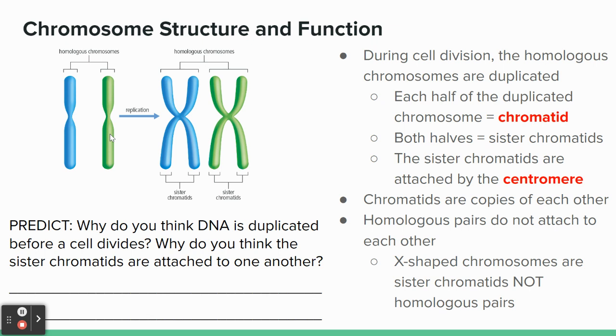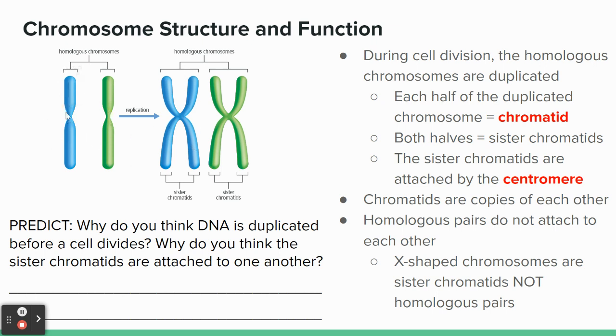Okay, the sister chromatids are attached by the centromere, which is the center point in the middle of the X. Chromatids are copies of each other. They're exact copies of each other. Homologous pairs do not attach to each other. So here we have homologous chromosomes, right? We've got the chromatid. When it duplicates, we get the X shape. They are sister chromatids, and that's the copy.